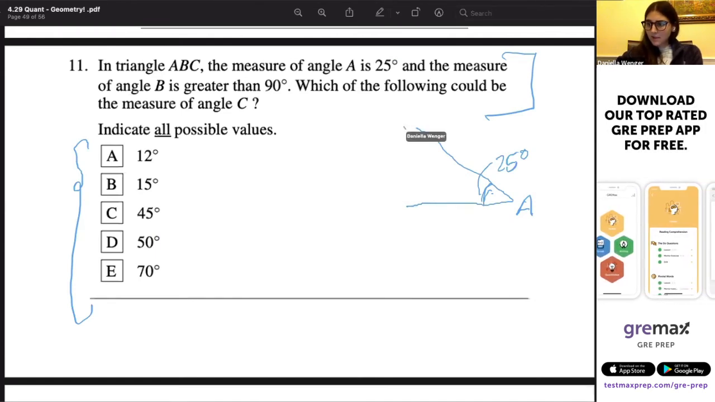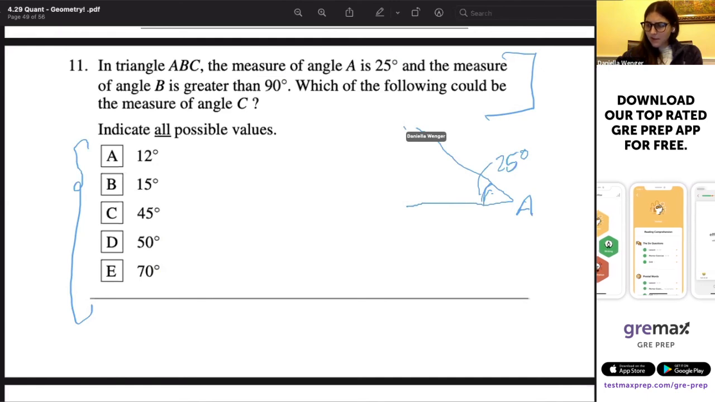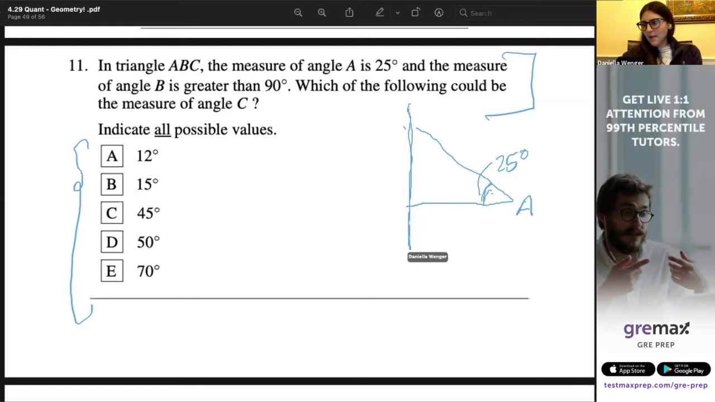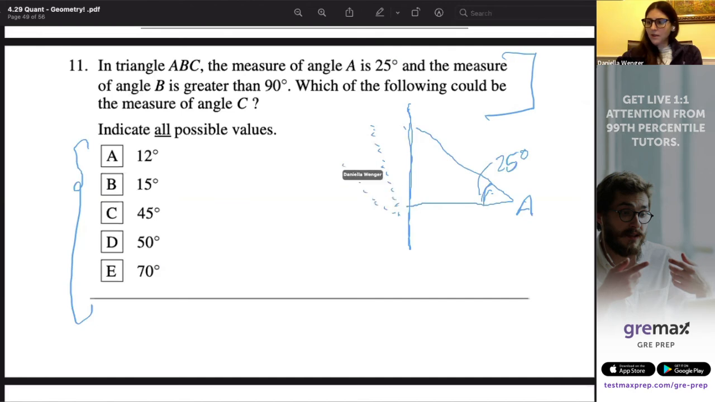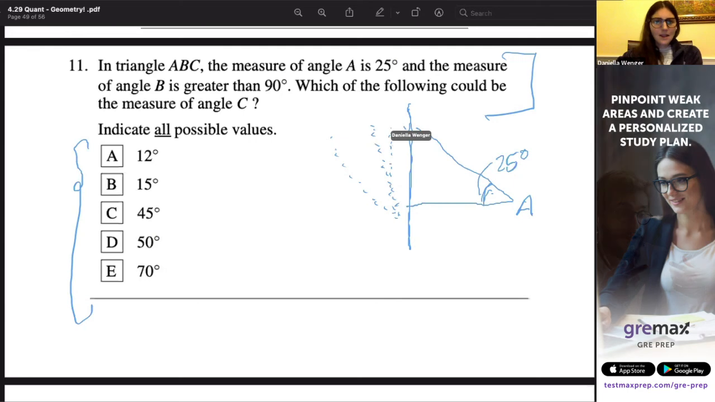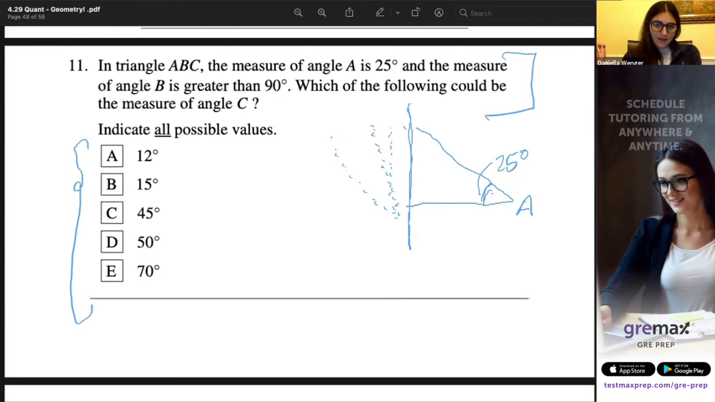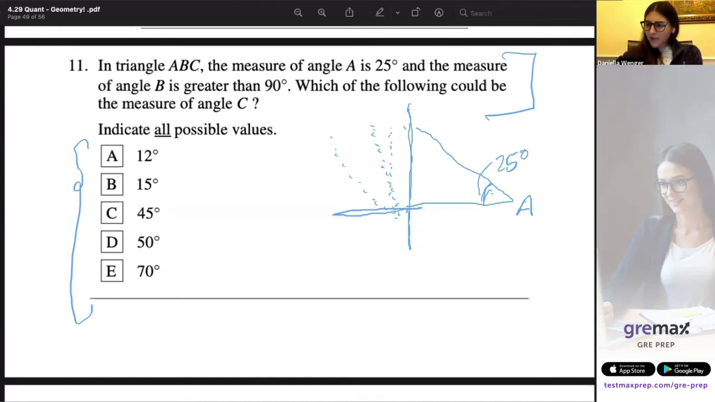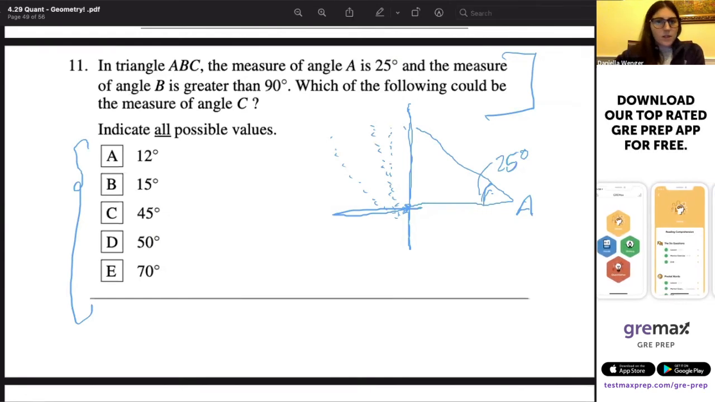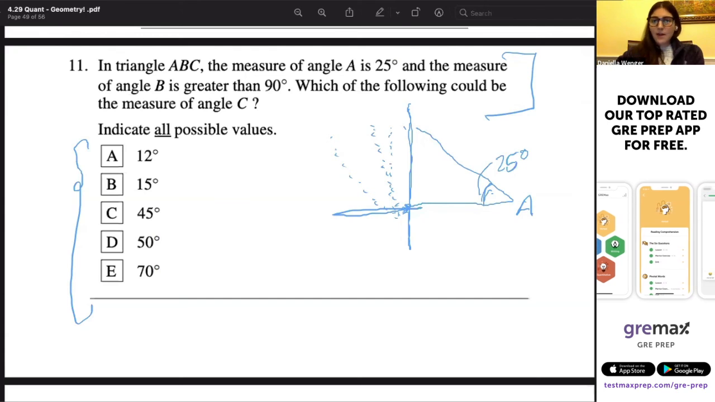So let's look at what a 90-degree angle would be, here. But we know that this angle could look like this. We know this angle could potentially look like this. It could be anything that's even a smidgen greater than 90. So we don't really know exactly where this angle is going to be. So which of the following could be the measure of angle C?